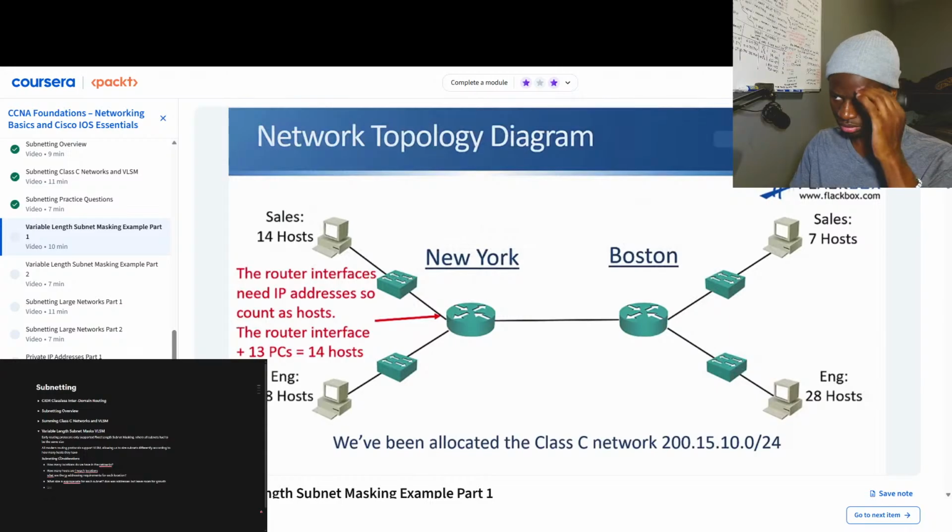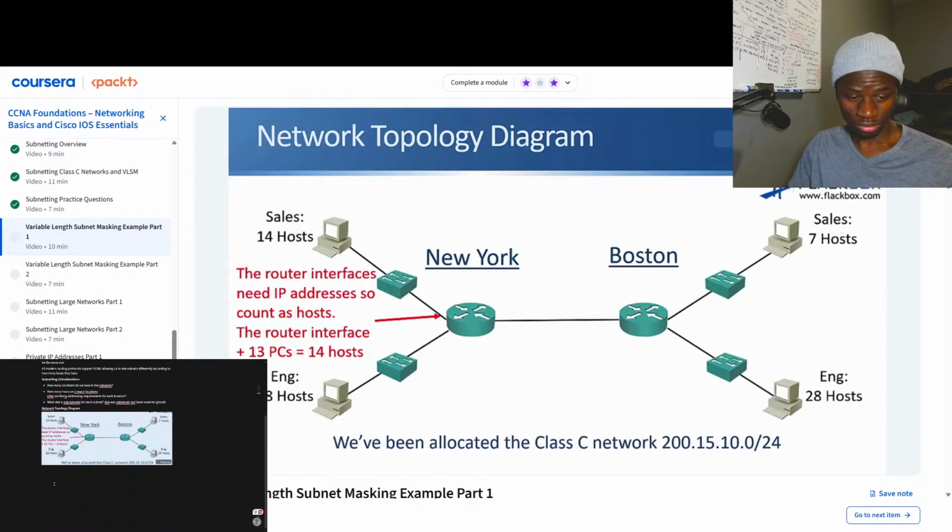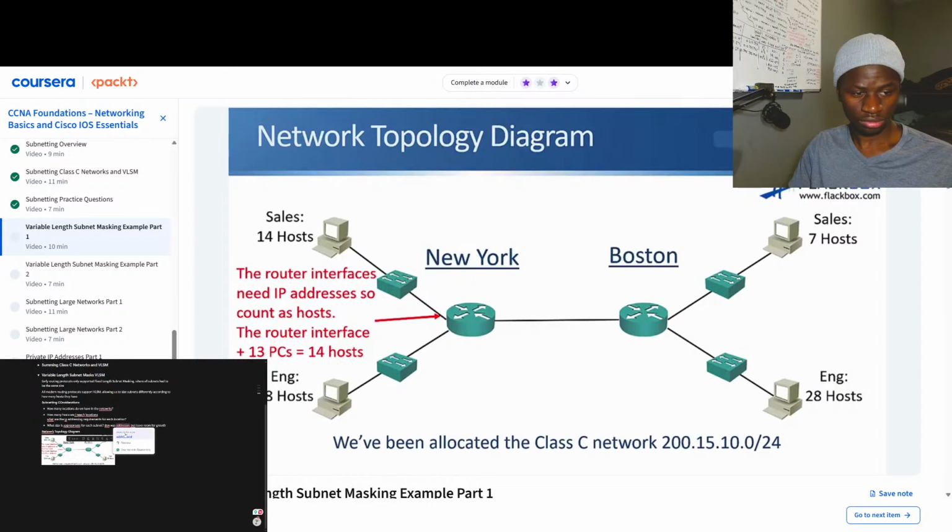So for our example, this is our network topology diagram. We've got an organization, they've got an office in New York and a branch office in Boston. New York is their headquarters, and they've got 28 hosts in the engineering department and 14 hosts in sales. In Boston, they've also got engineering and sales. They've got 28 in engineering, the same as in New York, and they've only got 7 hosts in the sales department. So those are the different parts of the network that we need to apply IP addresses to, and we've been allocated the class C network of 200.15.10.0/24.